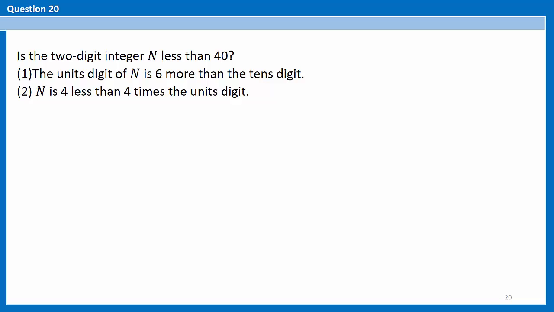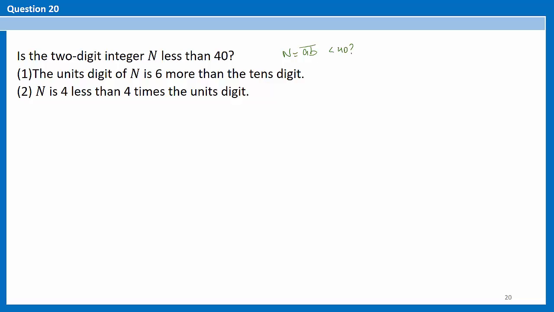We are asked if the two-digit integer n is less than 40. Okay, so I have n, and it says that it's 2 digits. I'm going to write AB, and I'm going to put a line on top just to indicate that it's not multiplication, but rather 2 digits. Okay, is this less than 40?